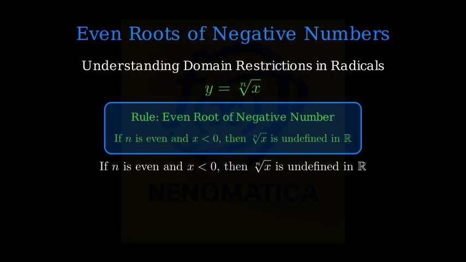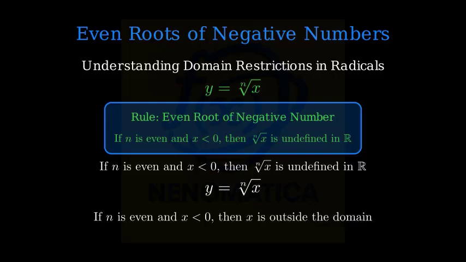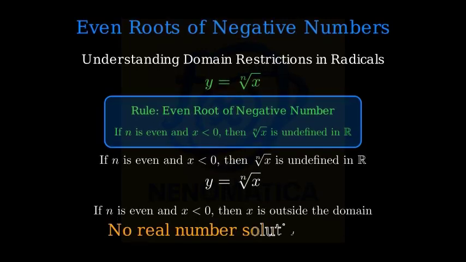Let's look at this more formally with our expression y equals the nth root of x. If we have an even value for n like 2, 4, or 6 and x is negative, there's no real number solution. This is because even roots of negative numbers result in complex numbers, which are outside the domain of real numbers. Let's look at some examples.